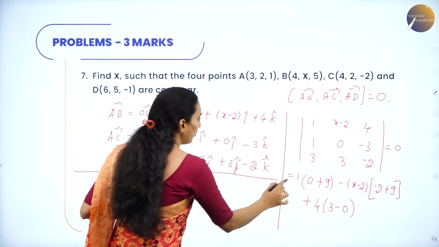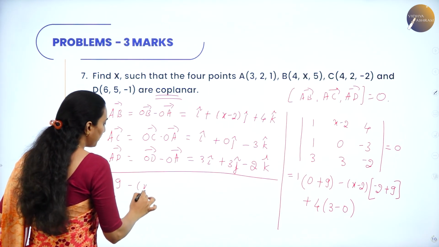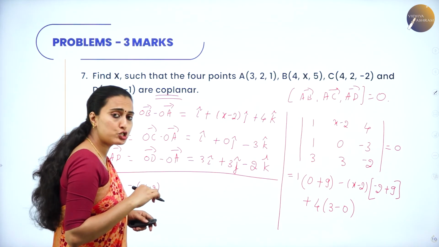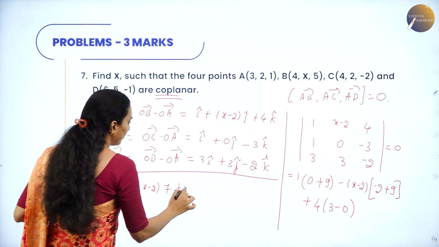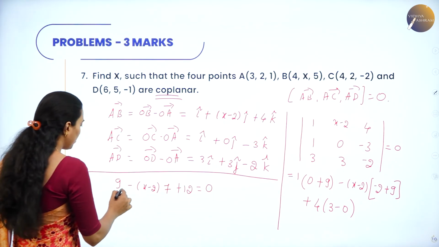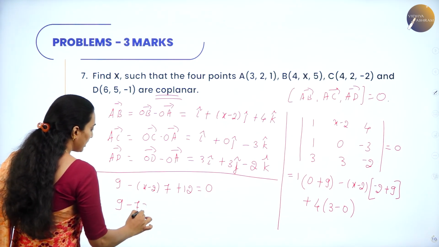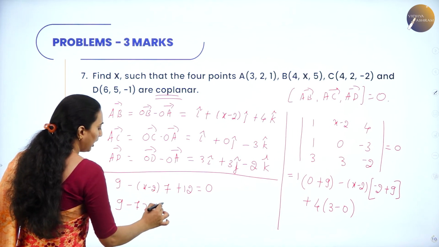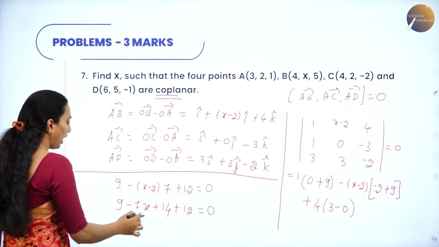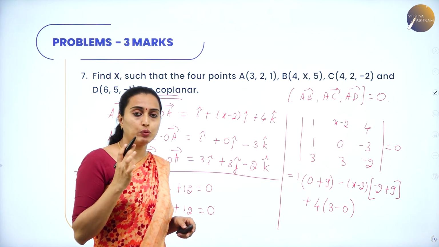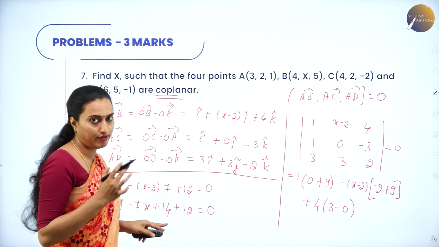Now let us expand this one. 1 into 0 plus 9 is 9, 9 ones are 9. Again minus of minus 2 into minus 2 plus 9 is nothing but 7, 7. Again, plus 4 3s are 12 equal to 0. Let us take this one, 9. You are having minus 7x. Minus into minus is plus, 7 2s are 14, plus 12 equals 0. Now 14 plus 12 is nothing but 26. 26 plus 9 is nothing but 35, isn't it?